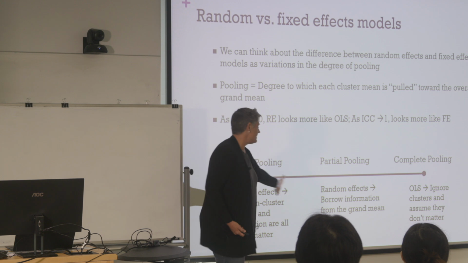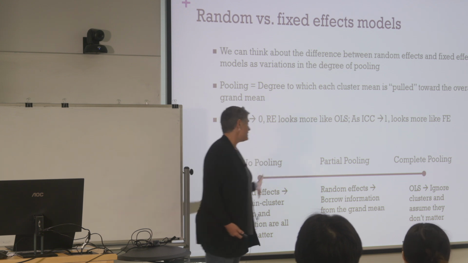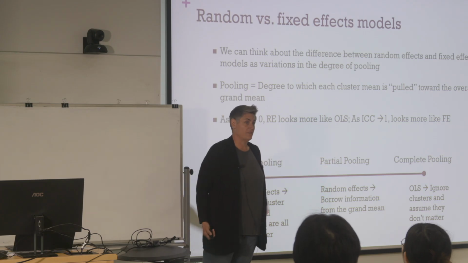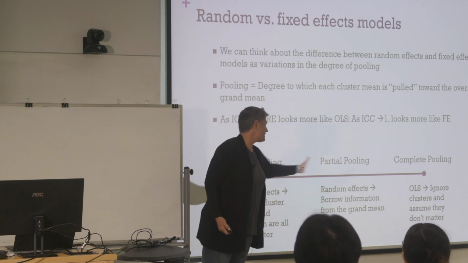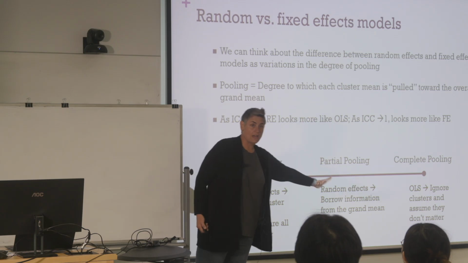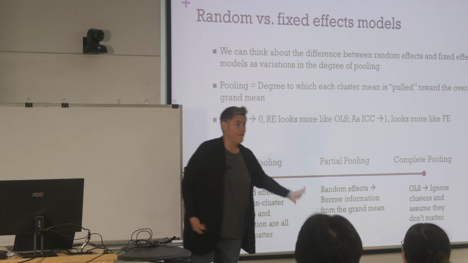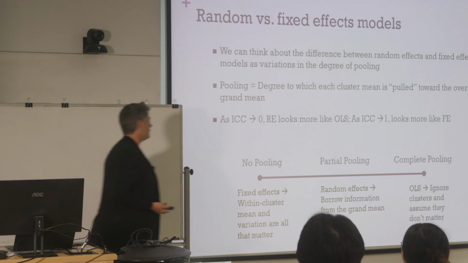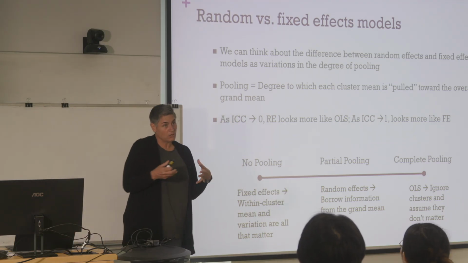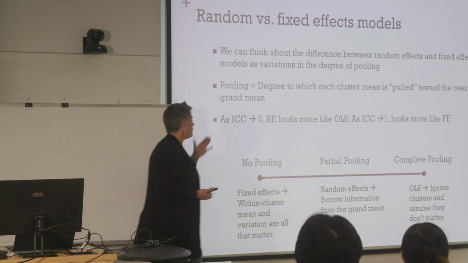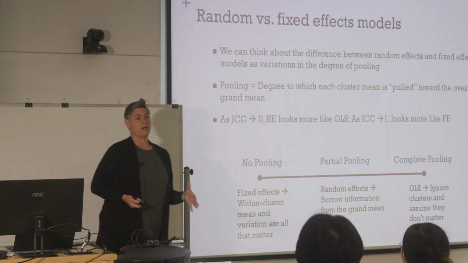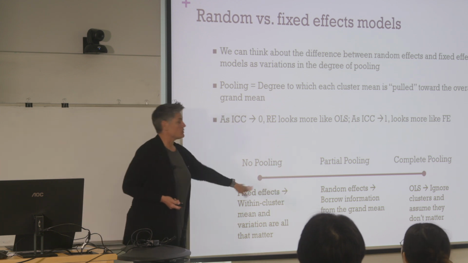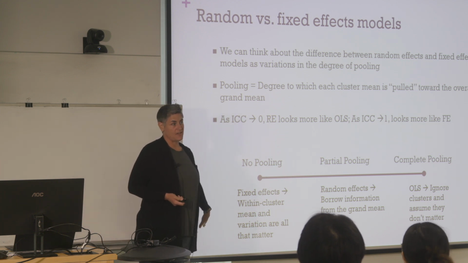Random effects is somewhere in the middle. It borrows information from the grand mean or from OLS, but then adjusts it based on what's happening within the clusters, right? So in your random effects model, the coefficients can look more like OLS or more like a fixed effects model, depending on how much clustering there is in your model. As your intraclass correlation, which remember is a measure of how similar alters are within networks, goes to 0, random effects looks more like OLS. The coefficients will be more similar to OLS. If it goes more towards 1, your coefficients start to look more like fixed effects.